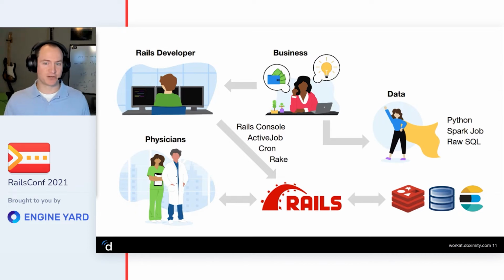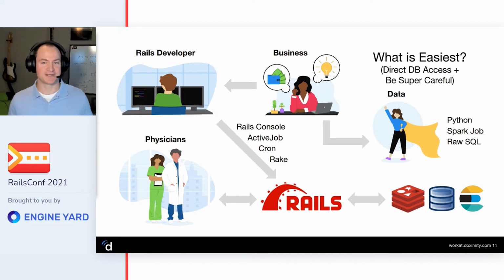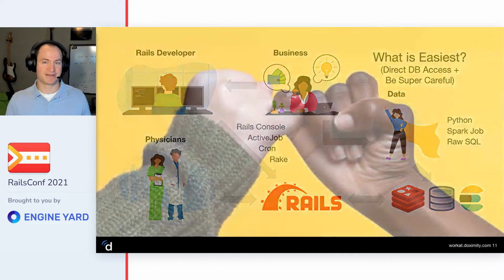And the first one is a question that I ask a lot: what is the easiest way to do this? And one of the easiest ways that you could arrive at is to just give them direct database access and then promise to be super careful. But before you just walk away from that promise, you have to solidify that with one of the most binding contracts possible, which is the pinky promise.